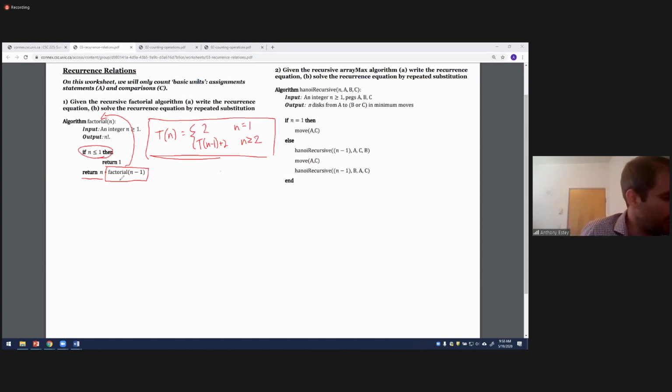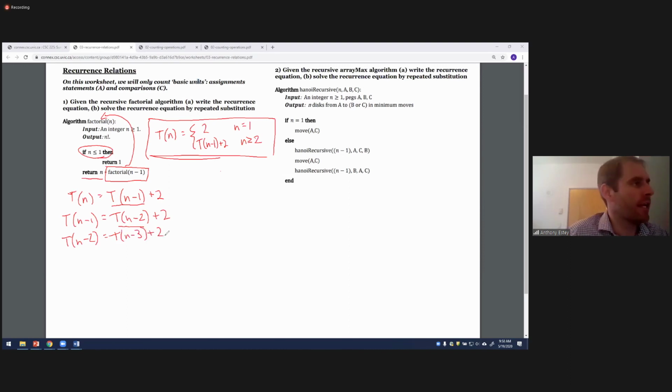So again, I'm going to start writing this out a little bit. When we've got t of n equals t of n minus 1 plus 2, if we keep thinking about all these different cases, we can say, if I want to know what t of n minus 1 is, I know that t of n minus 1 is equal to t of n minus 2 plus 2. And if I want to know what this is, I know that t of n minus 2 is equal to t of n minus 3 plus 2. I can keep doing this all the way until I get to t of 2. I know that t of 2 is equal to t of 1 plus 2. And t of 1, we know from this first line up here, is finally going to be 2.